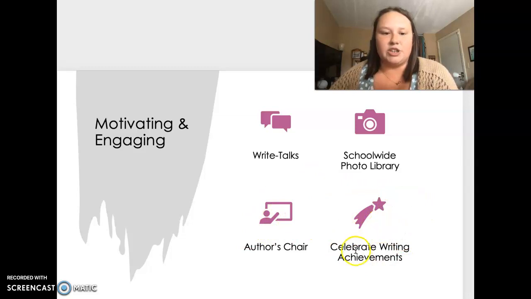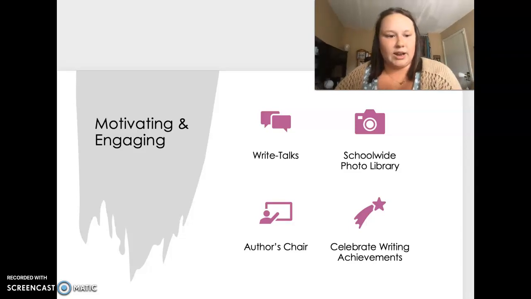Author's chair, where they are going to be able to share their work with their classmates or their teachers. And celebrating writing achievements, which all children like to be praised for their work, but it can't be done too much because then it'll be over beneficial and they're not going to be motivated as much by that. A few ways that you can do that is by putting their writing in a special place in the classroom, or having parents come in to have them read their writing.